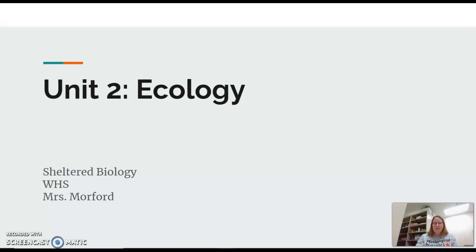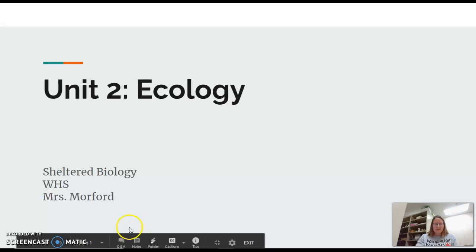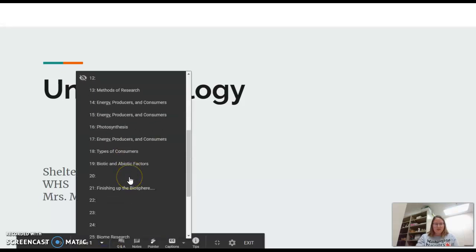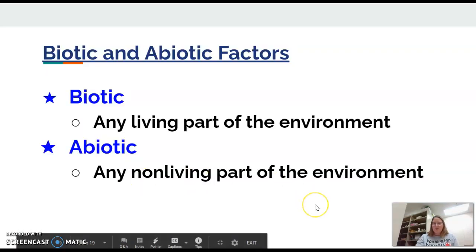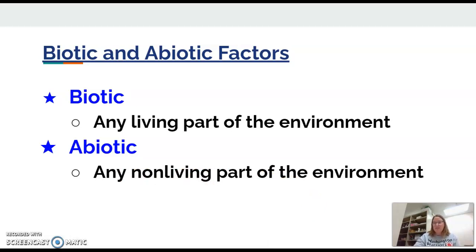I am just filling you in on what we talked about in class today. So let's get started. Today we're going to talk about biotic and abiotic factors. I mentioned before that everything in biology seems to have multiple names that mean the same thing. So biotic is any living thing in an environment, and an abiotic thing is any non-living part of the environment.